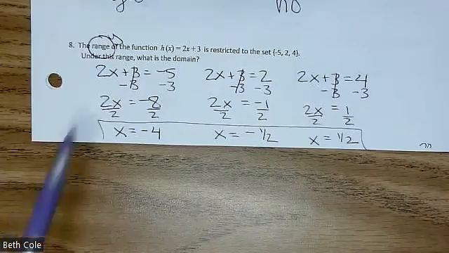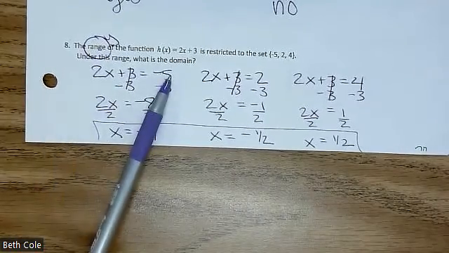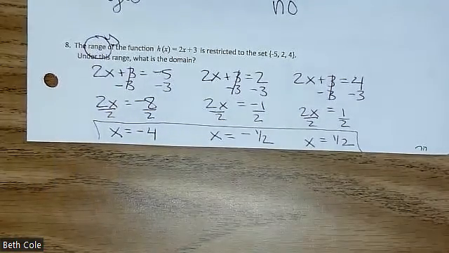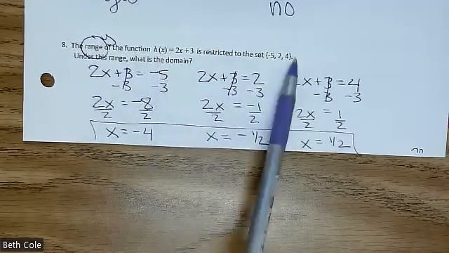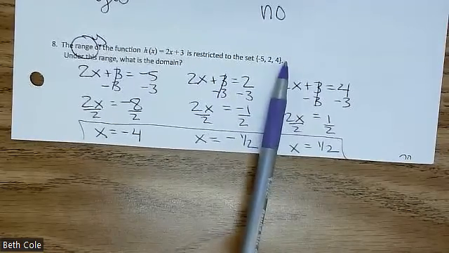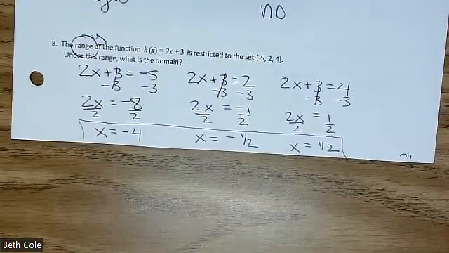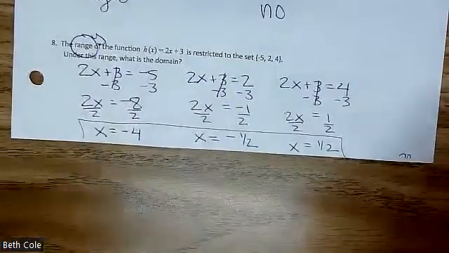Just make sure you're careful. If you're given the range, that's how you have to set it up. If you were given the domain instead and it said find the range, then what would you do? Instead of setting it equal to that number, what would you do with those numbers? Yeah, just plug it in for the X value. So it just depends on if you're given X or Y, okay? So just be careful because one is one way and one is the other.